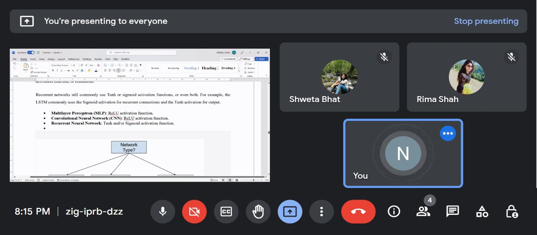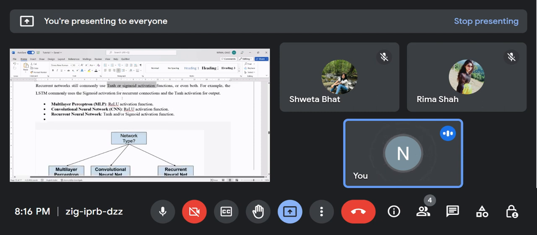I told you in the previous lecture that deep learning is divided into two categories: one is the CNN, one is the RNN. CNN, the convolutional neural network, basically works with images, and the recurrent neural network works with text and other stuff. A recurrent neural network is, for example, LSTM, long short term memory. In my projects, most of the time I use LSTM also. They follow this approach, that is tanh and sigmoid activation functions.